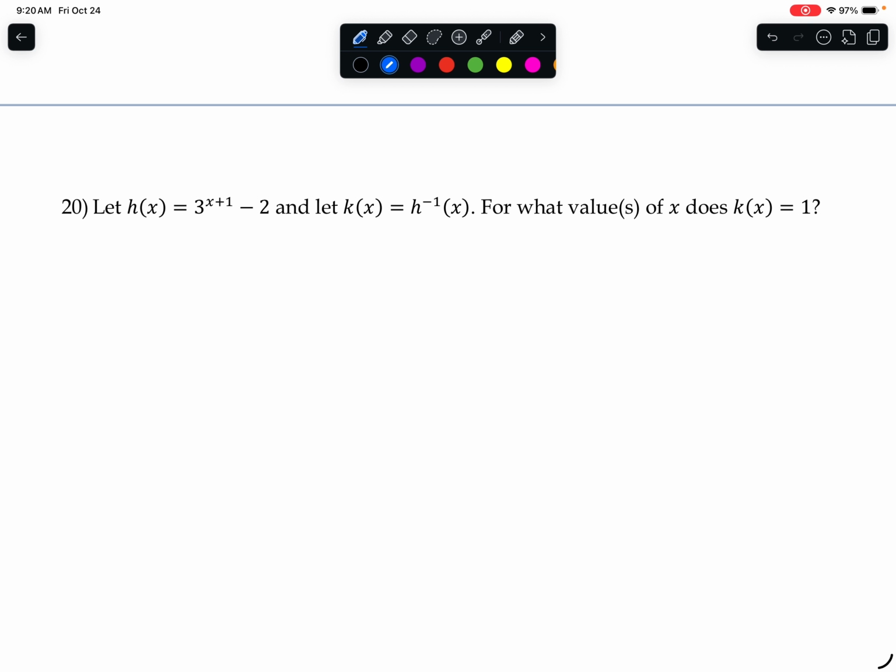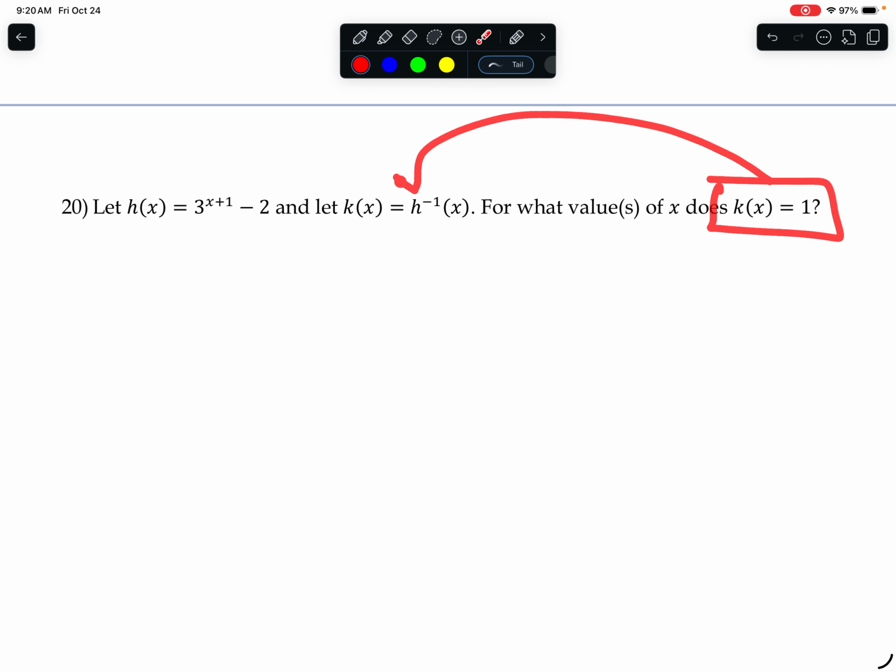Okay, number 20. I'm going to let h of x equal 3 raised to the x plus 1 minus 2, and then we're going to let k of x equal the inverse of h of x. For what values of x does k of x equal 1? So we're essentially looking to see where the inverse equals 1.